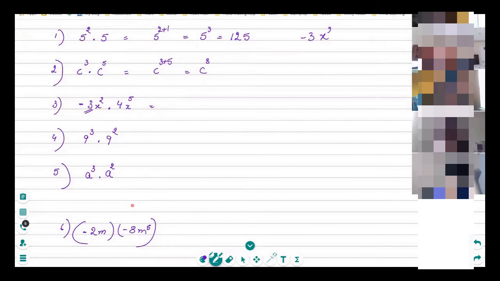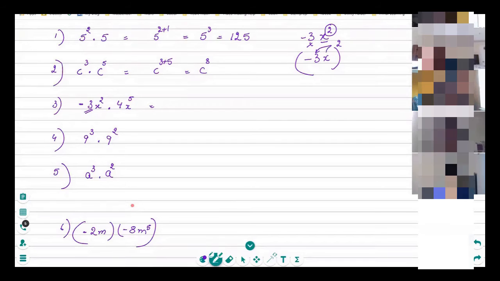-3x squared. This power 2 is only for x, not for 3. If they write it -3x in a bracket to the power 2, then this power goes to 3 as well as to x. But in this case, because there is no bracket, this power is only for x, not for 3. Okay, Sophia? Mm-hmm. So now will you tell me the steps again?